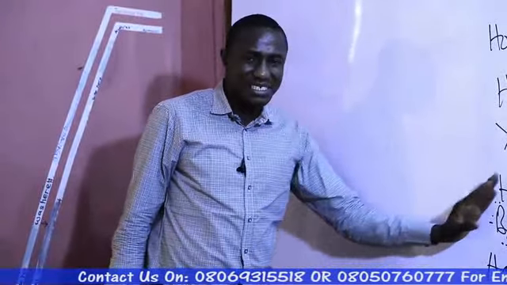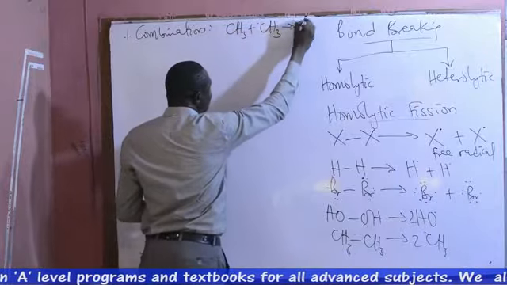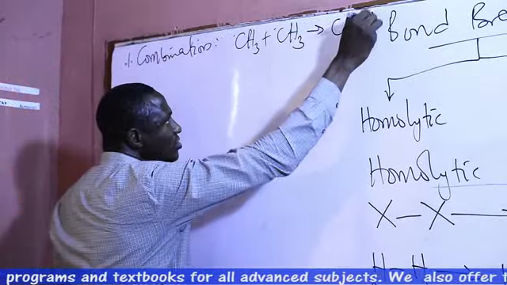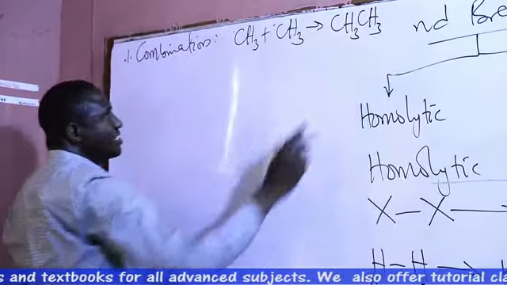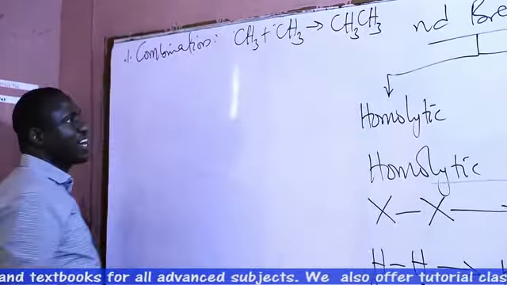Some of the reactions undergone by free radicals are: 1, we have the free radical combination reaction. In this, 2 free radicals combine together to form a neutral molecule. That is 2 methyl radicals to give you ethane.